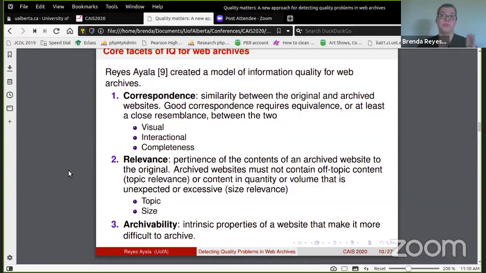What is the visual correspondence? Here we're asking, does the archive website just look like the original? Does it resemble the original? 2, does it work like the original? Then we look at the interactional correspondence. When a user clicks on something on the live website, can the archive website replicate that behavior? And 3, completeness. Does the archive website contain all the elements of the original website?